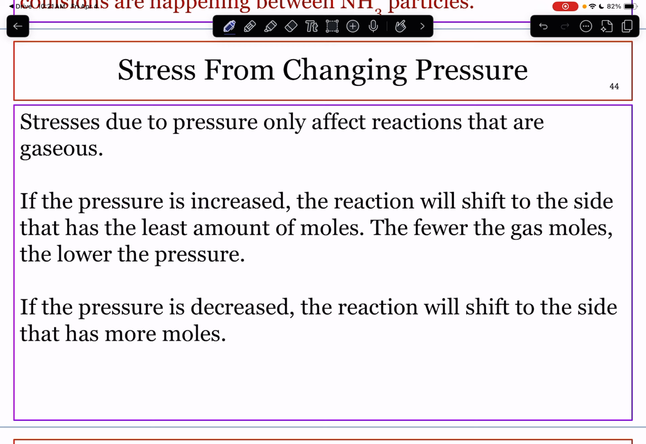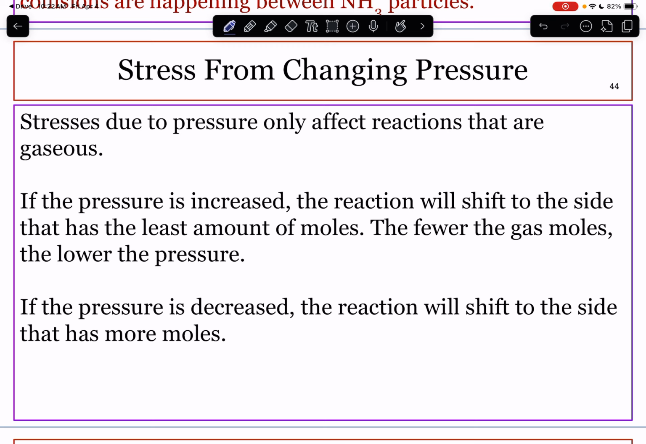So if the pressure is increased on the system by making the volume smaller, then the reaction will shift to the side that has the least amount of moles. You can imagine this, we are condensing the particles. Yes, the particles are probably going to be a little bit larger, because we have more atoms in them, but there are still huge distances between each particle, so the size of the particle is negligible. So the fewer the gas moles in the system, that decreases the pressure back to a normal pressure.